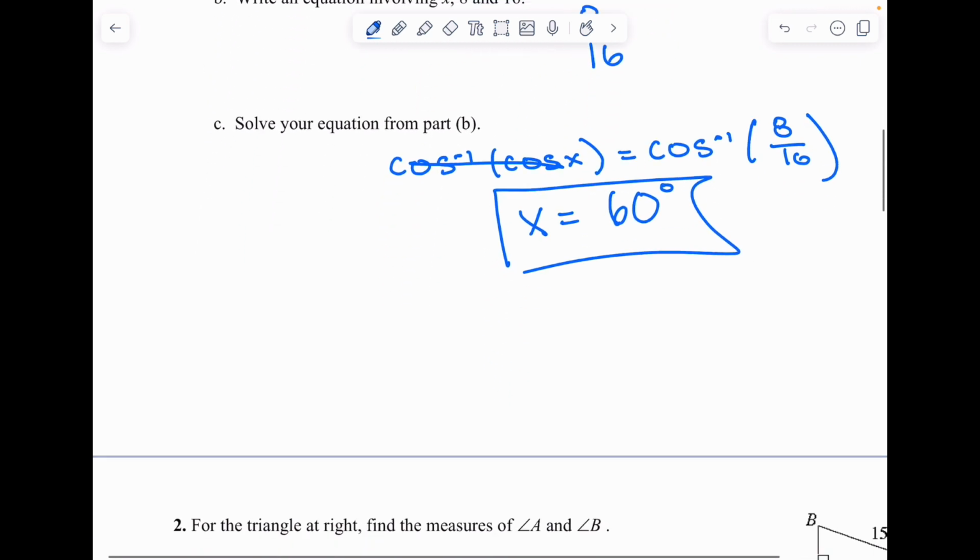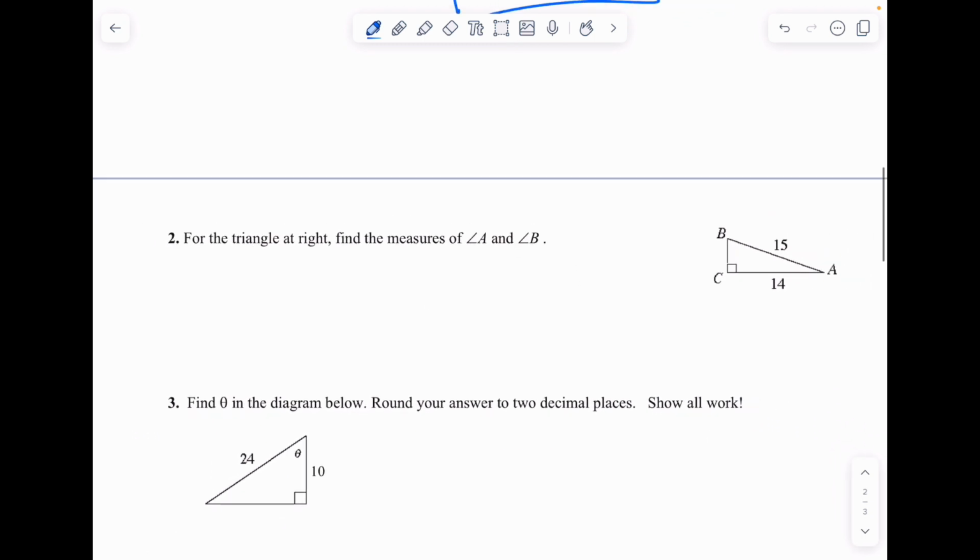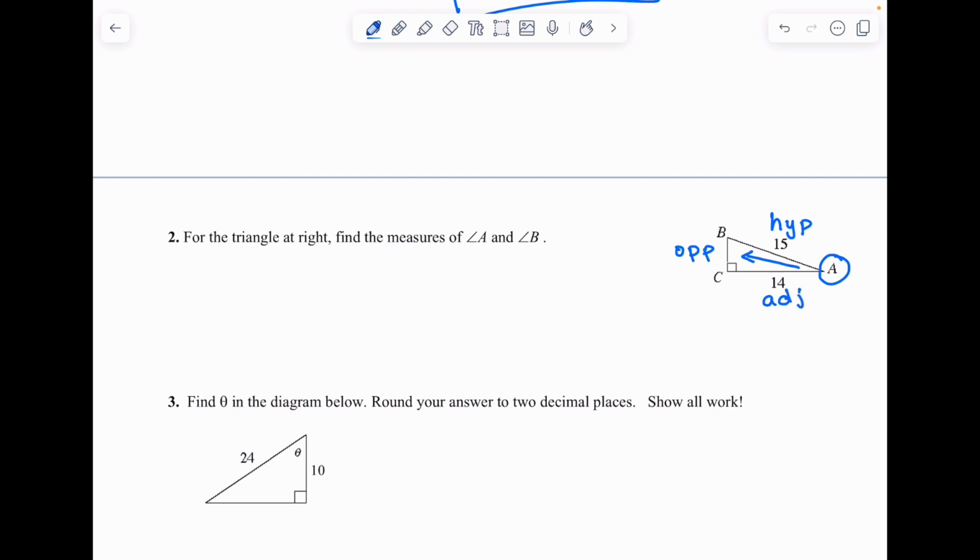Let's try another one. For number 2, it says find the measures of angle A and angle B. So I'm missing both angles. Let's start with finding just one. So I'm going to start with focusing on just angle A. And I'm going to label all of my sides from the perspective of angle A, which means that 15 is my hypotenuse. Across from angle A is my opposite leg, and 14 is my adjacent leg.